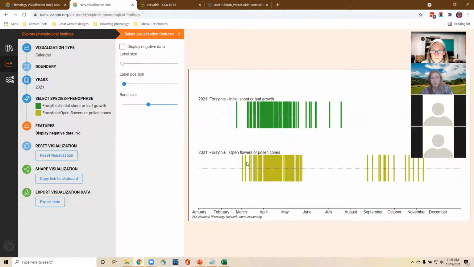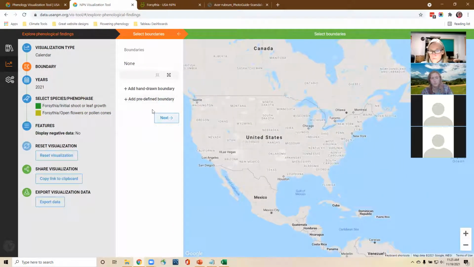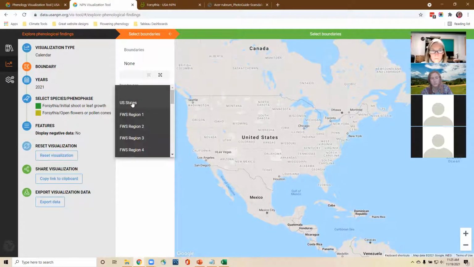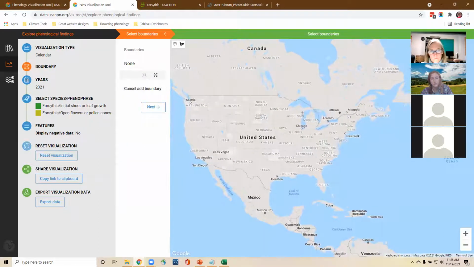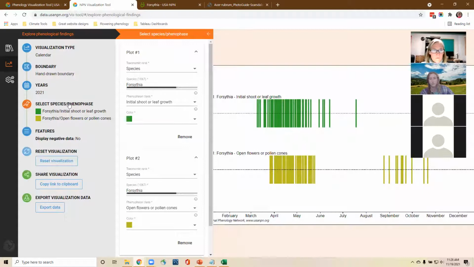There are a couple more observations earlier for open flowers. If we want to get a better idea, I would probably narrow down the geographic area, because, like we saw on the map, there are earlier flowers and there are later flowers. So it might be good to restrict this, and you can do that in this boundary layer, either by using a predefined boundary, so you could decide to look at a particular state, or click on a couple of states, or you can use this polygon tool. We have the hand-drawn boundary, and you can put a boundary around an area like the Northeast. And once you do that, it'll automatically update the calendar that you're looking at, and it'll restrict it.